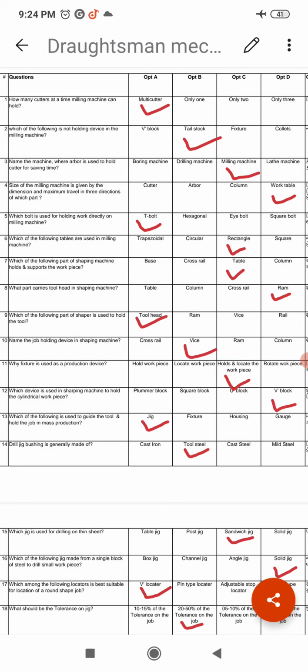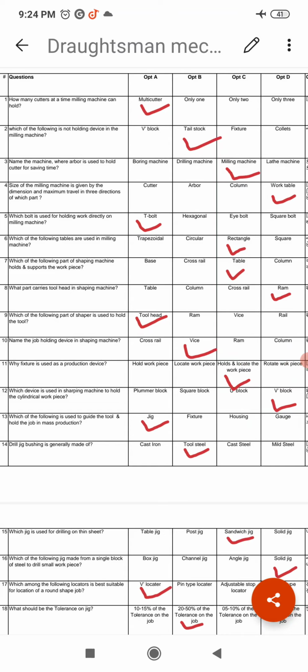Answer is C. Next, which of the following parts of a shaping machine holds and supports the workpiece? Answer is C, table. Next, what part carries the tool head in a shaping machine? Answer is D, ram. Next, which of the following parts of a shaper is used to hold the tool? Answer is A, tool head.